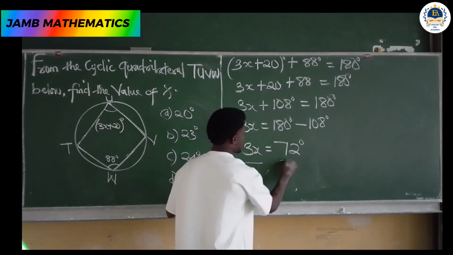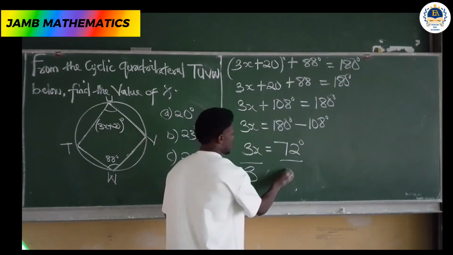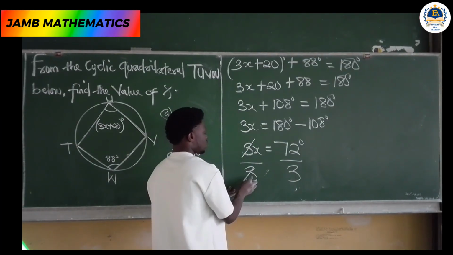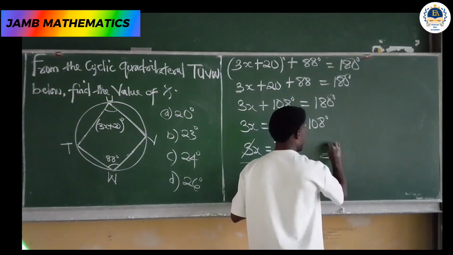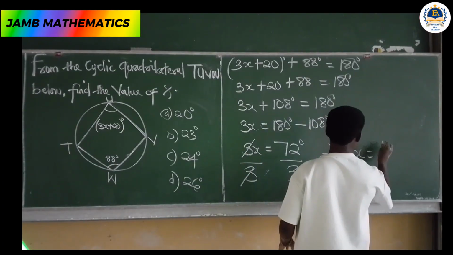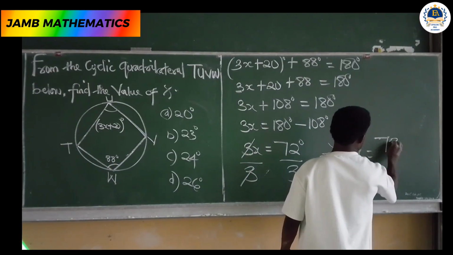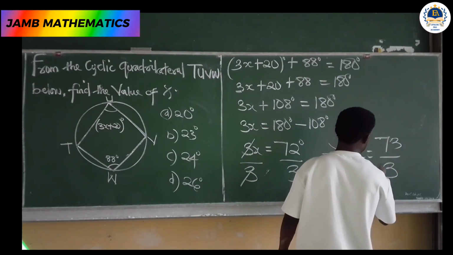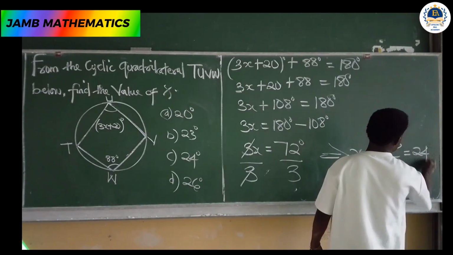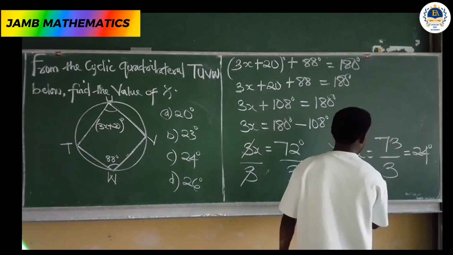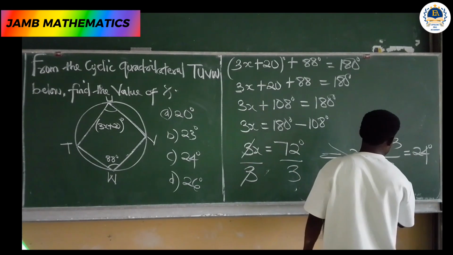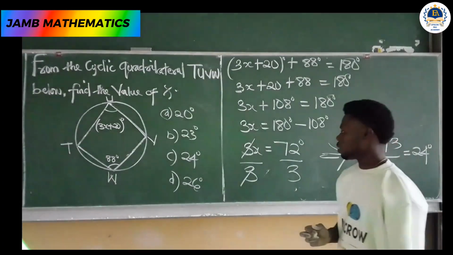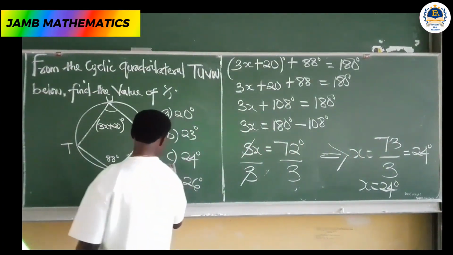I'm making x the subject, dividing both sides by the coefficient of x. So x equals 72 divided by 3, which is 24 degrees. So x equals 24 degrees, and the correct option on the board is option C.